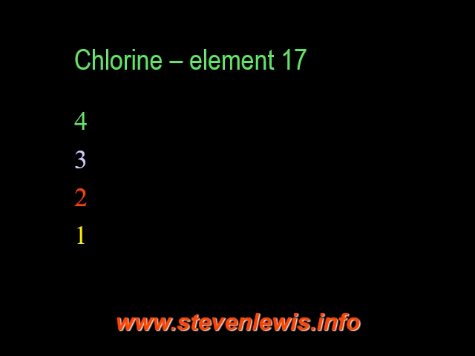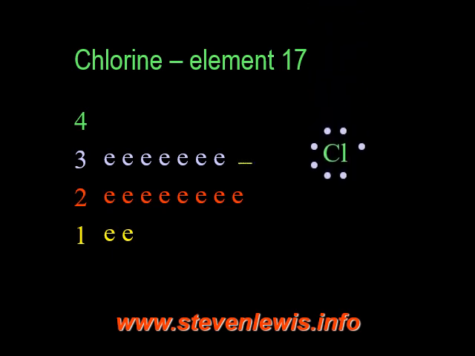Chlorine is element number 17. We place 2 of chlorine's electrons in the bottom floor of our electron hotel. The next 8 go to the second floor. The remaining 7 go to the third floor. Note the third floor, the valence shell for chlorine, is short 1 electron. We can predict that chlorine will behave toward other atoms in such a way as to fill its valence shell of electrons.